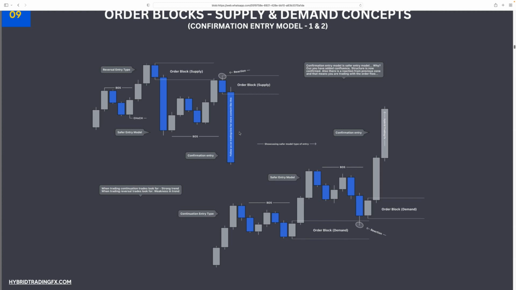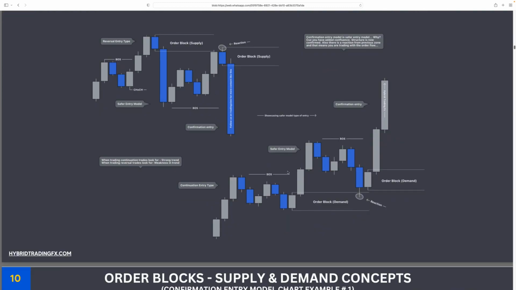But again, it's a little bit more safer to trade from this type of entries than the ones we showcased in the last lesson. Again, a continuation entry model, guys, if you want to trade good setups, this is the price action you want to focus on. These two bad boys right here, especially this one, because I told you trading continuations with the trend is far more easier. So again, what is price action indicating here?